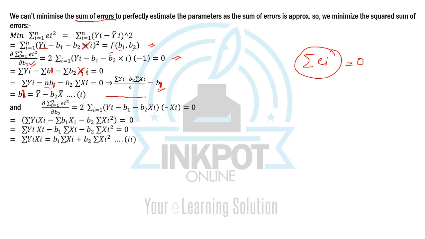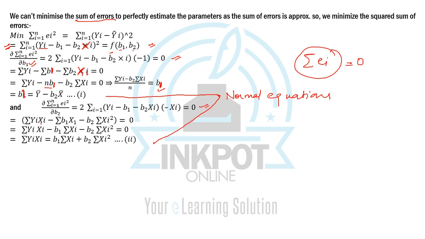This equation and this equation, both of them are known as normal equations. Now we'll find the derivative of this expression with respect to b2. Okay, so we'll get this.